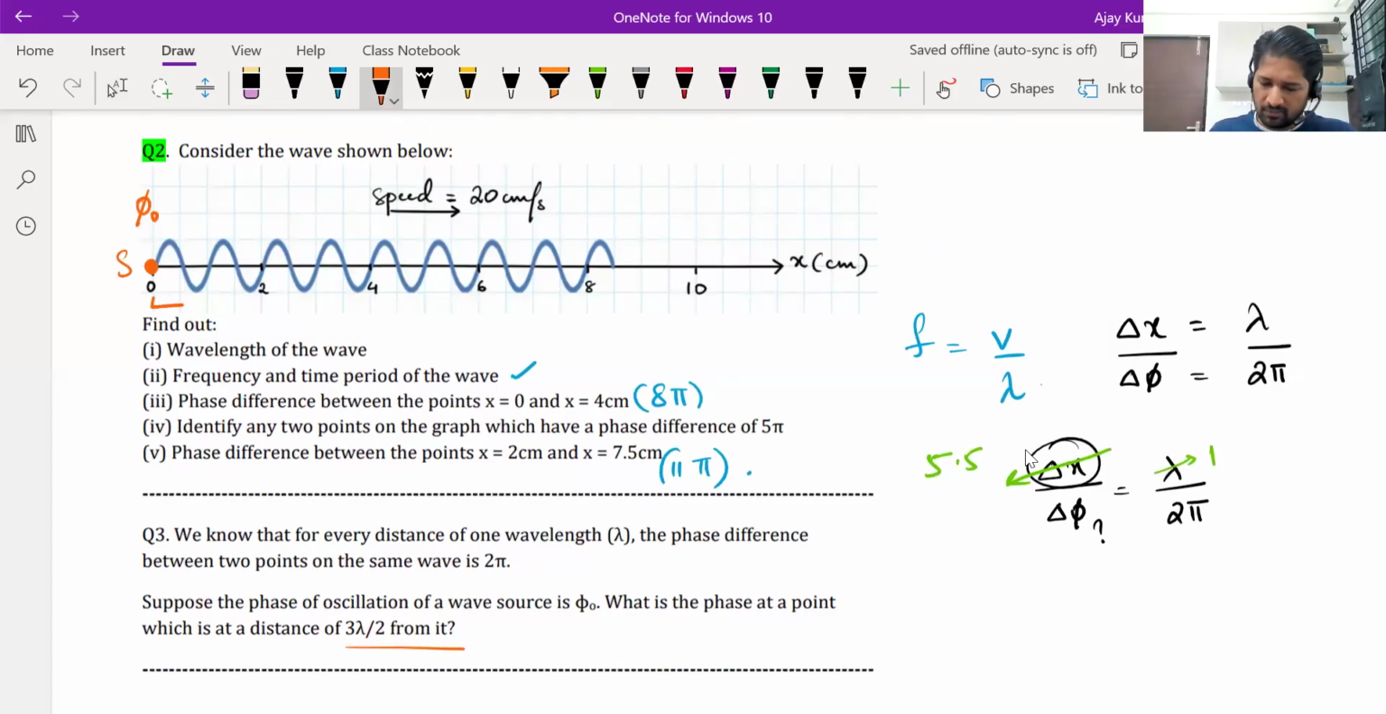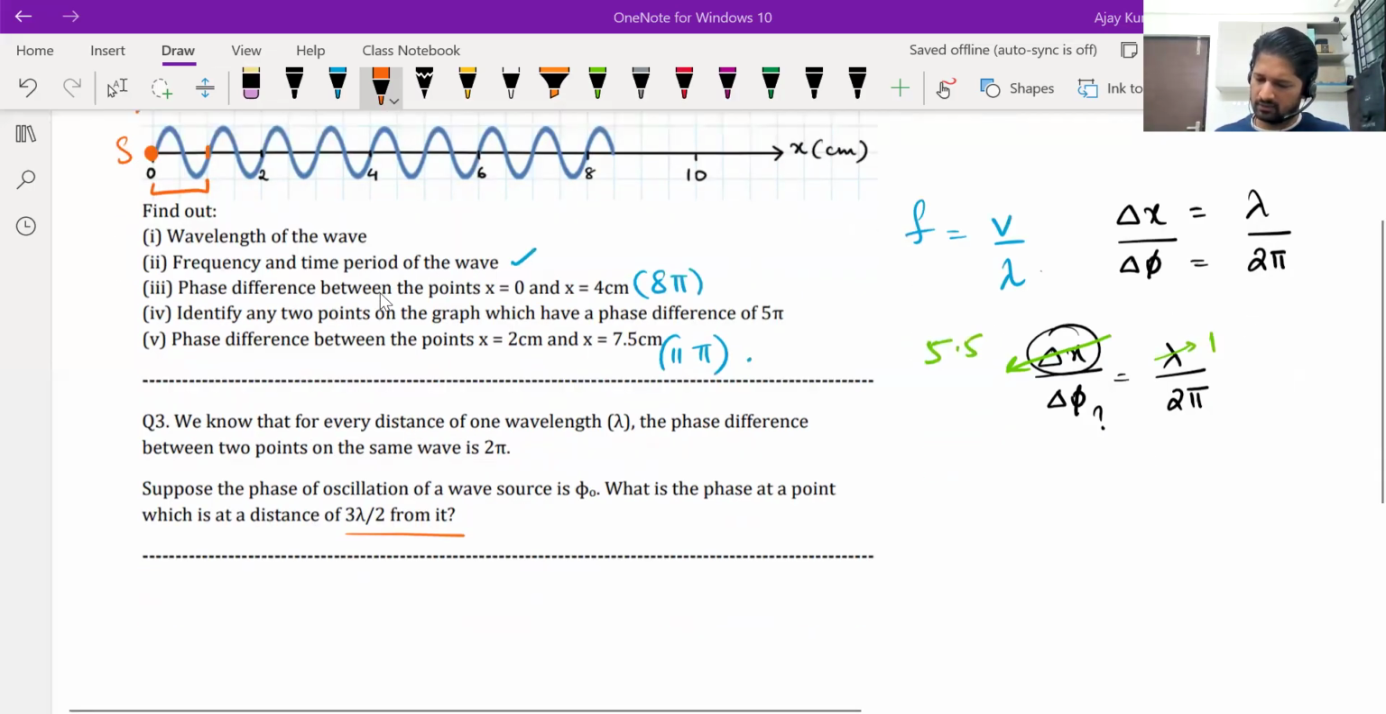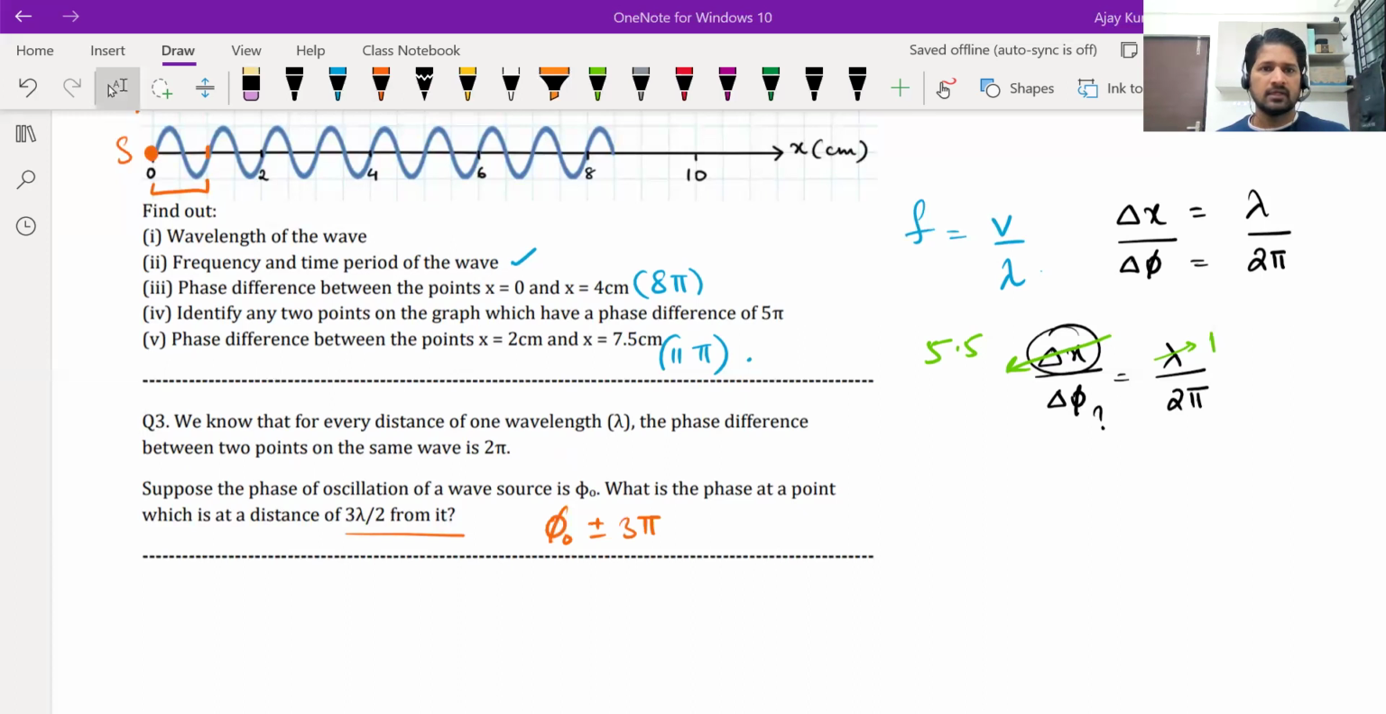Now, if you go to a distance of lambda, there should be a phase difference of 2 pi. So the phase at this point can be source phase minus 2 pi or source phase plus 2 pi. So if you go to 3 lambda by 2, then it will be source phase minus 3 pi or source phase plus 3 pi. The phase difference will be 3 pi. So you can write phi naught plus or minus 3 pi. That will be the phase of oscillation at that point. Next question, just a moment.